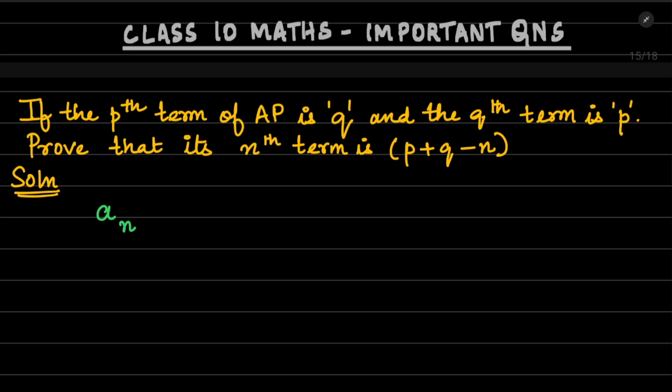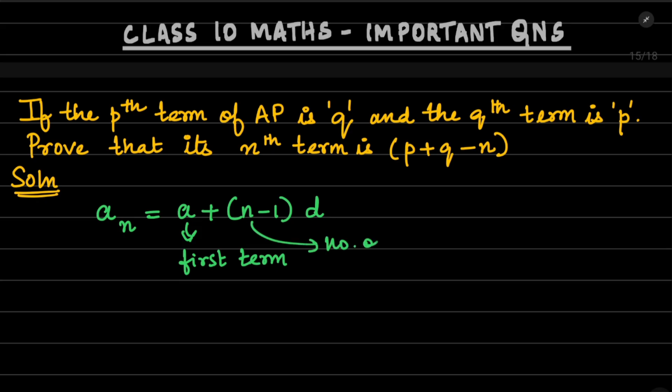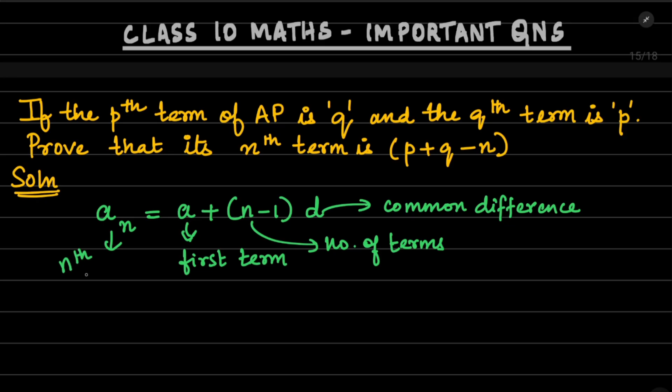So the nth term, whenever you are given an AP, arithmetic progression, can be calculated using the formula A plus N minus 1 into D. Where A is your first term, N is the number of terms, and D is the common difference. Common difference means the difference between the second term and the first term or any consecutive terms. So this is your nth term.